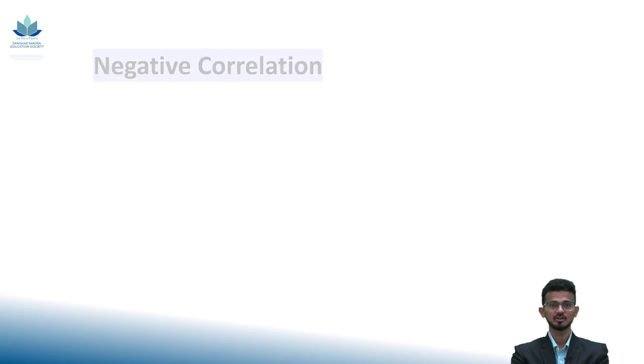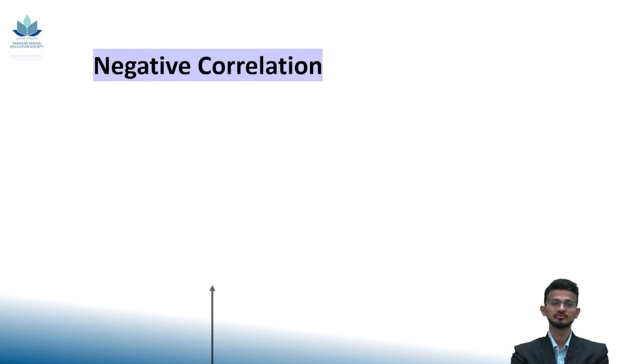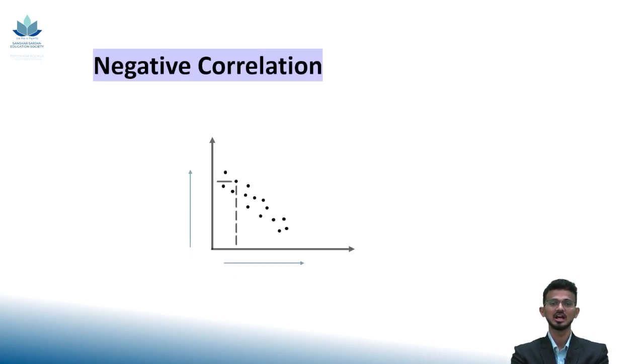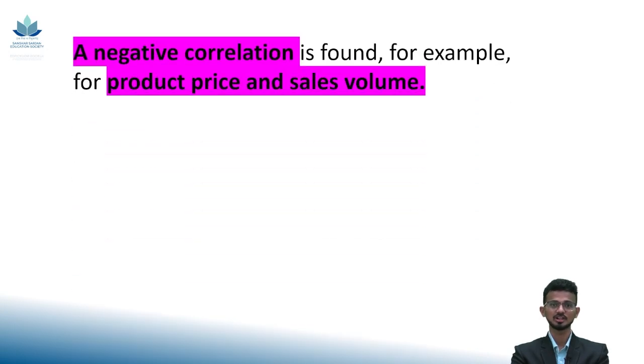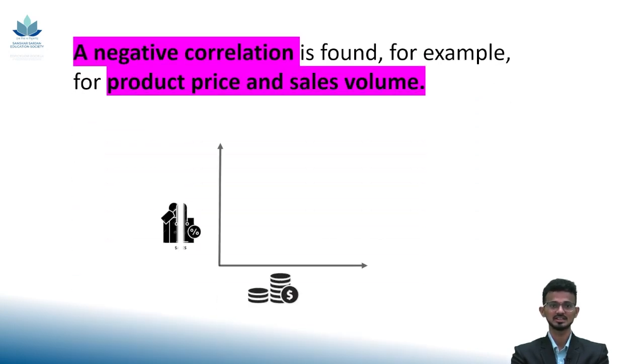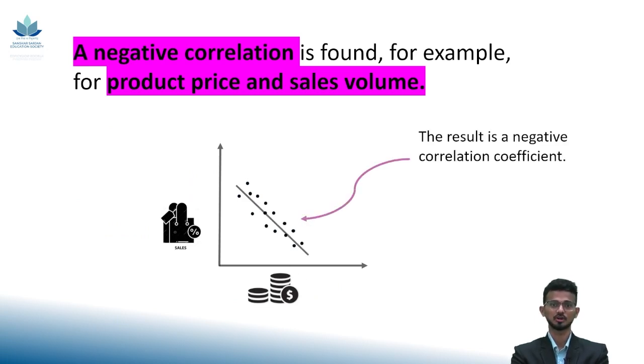Now let's understand what is negative correlation. If one variable value increases and the other variable value decreases in some manner, then it is called negative correlation between them. For example, if we plot a point for product price and sales volume, we get a scatter plot as displayed on the screen. We could see there is a downtrend between product price and sales volume. The result is negative correlation between them.